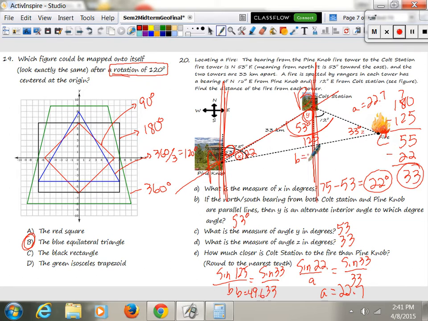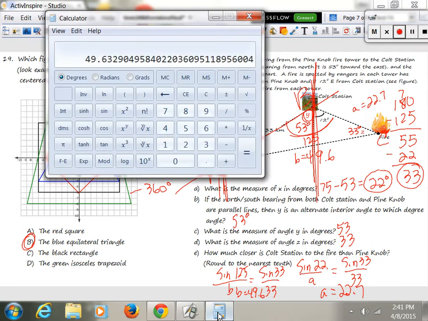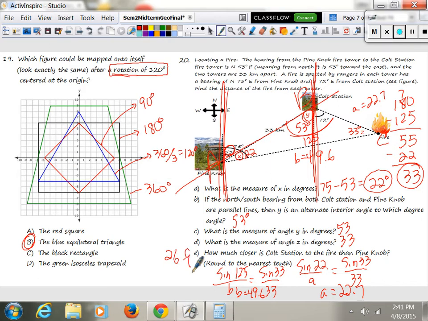So 49.6. I need to take 49.6 and subtract 22.7, and it tells me that this is 26.9 miles closer. This one right here is 26.9 miles closer than this one. So Polk Station would definitely want to be the one to handle the fire.